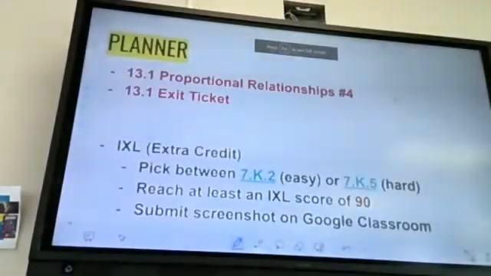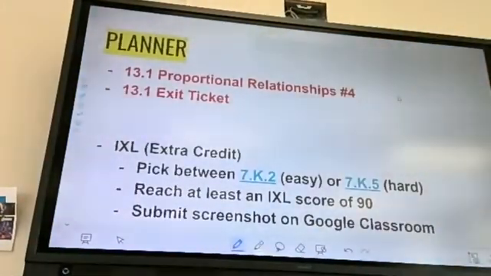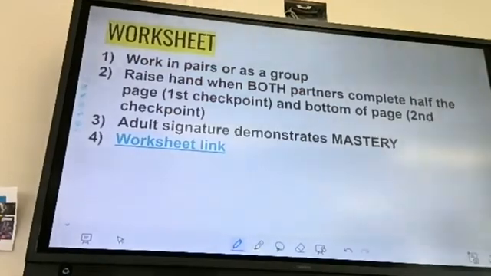Lastly, for your homework, proportional relationship number 4, the worksheet, and then the exit ticket, which is a Google form. For extra credit, you can do K2 for easy and K5 for hard. Both involve finding equations. One is for a table, the other is for a graph. We will have a group quiz on Wednesday and Thursday because we're halfway through the unit. So please make sure you are collaborating with your teammates.